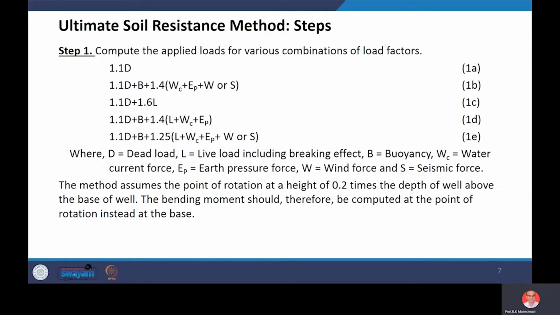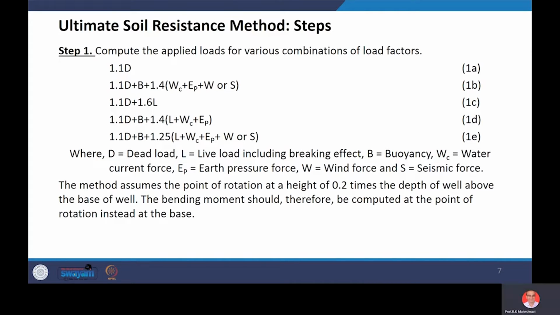The method assumes, in this ultimate soil resistance method, that the point of rotation is at a height of 0.2 times the depth of the well above the base of the well, which we'll discuss later. And the bending moment should therefore be computed at the point of rotation instead of at the base. So the first thing is that it assumes that the point of rotation is not at the base, rather at a height of 0.2 times the depth of the well.